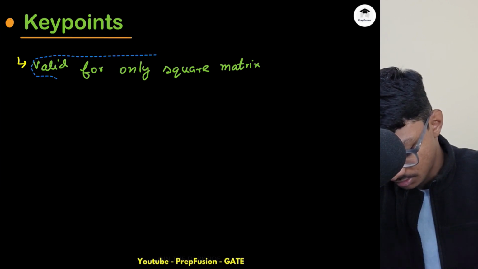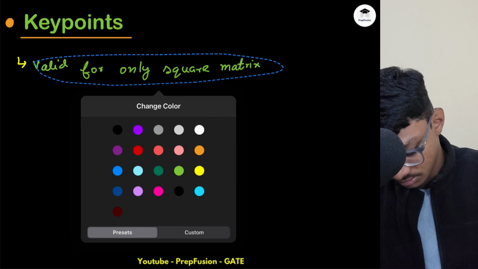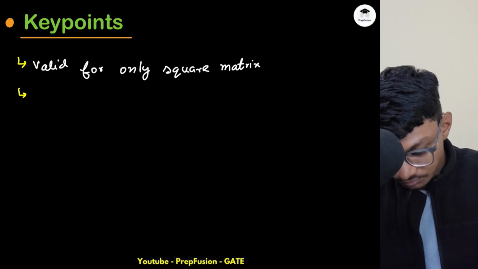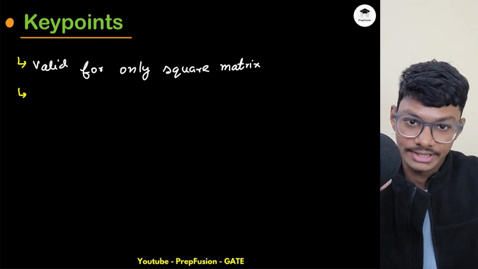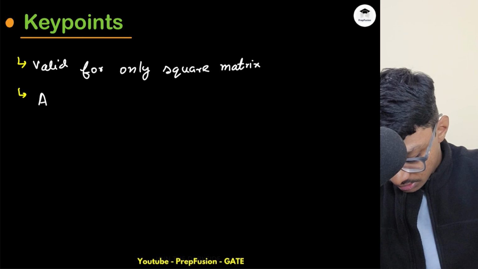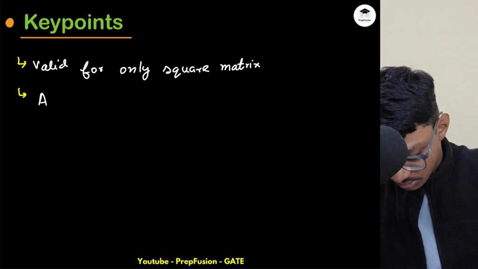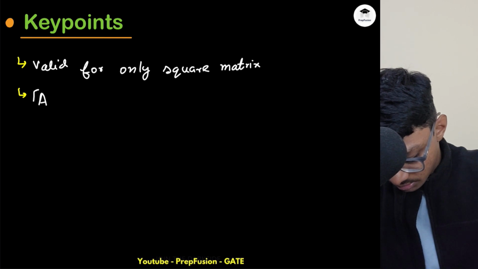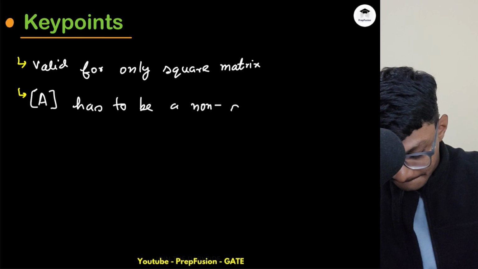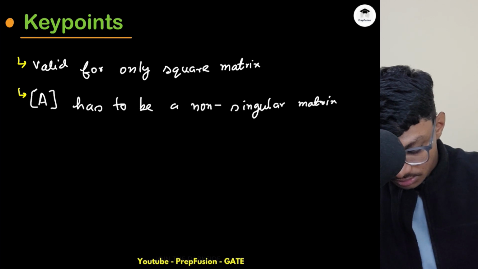Now let me draw this in white. What is the second point? The second point is A has to be a non-singular matrix for the inverse to exist.